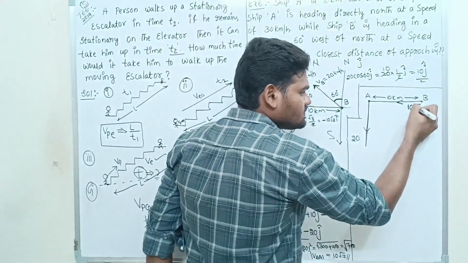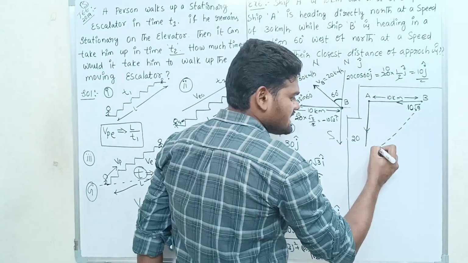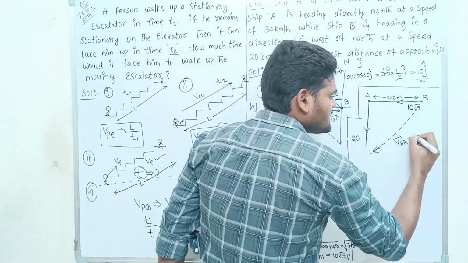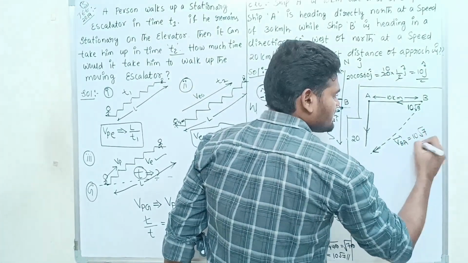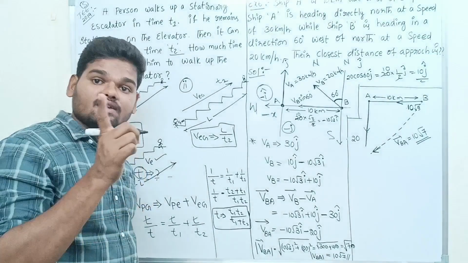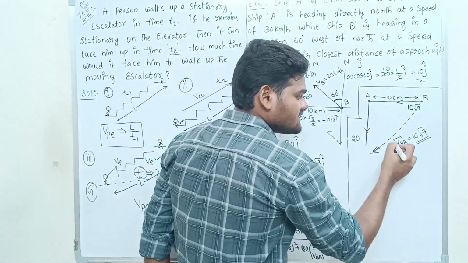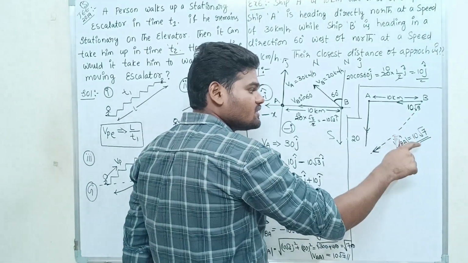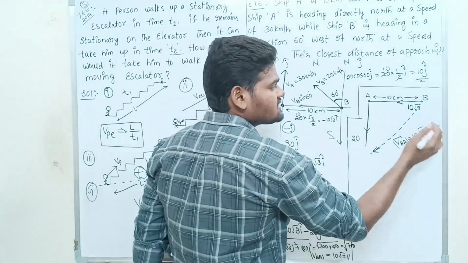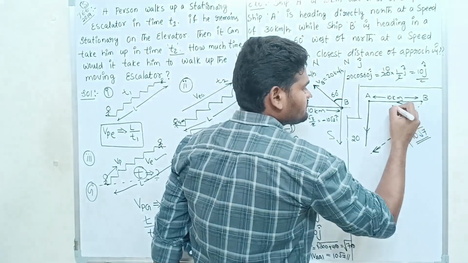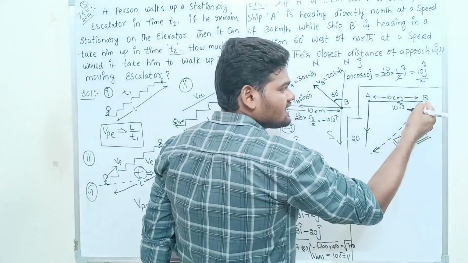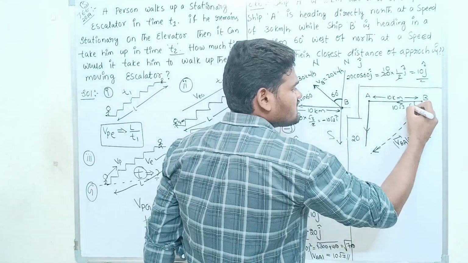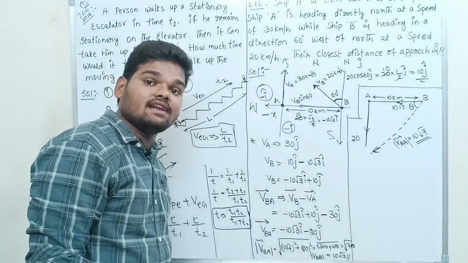So now this resultant of velocity of B with respect to A is equal to 10 root 7. This is the resultant velocity, the relative velocity of B with respect to A. Now I am considering the angle made by this B with the resultant vector as theta. Let us say an angle theta.